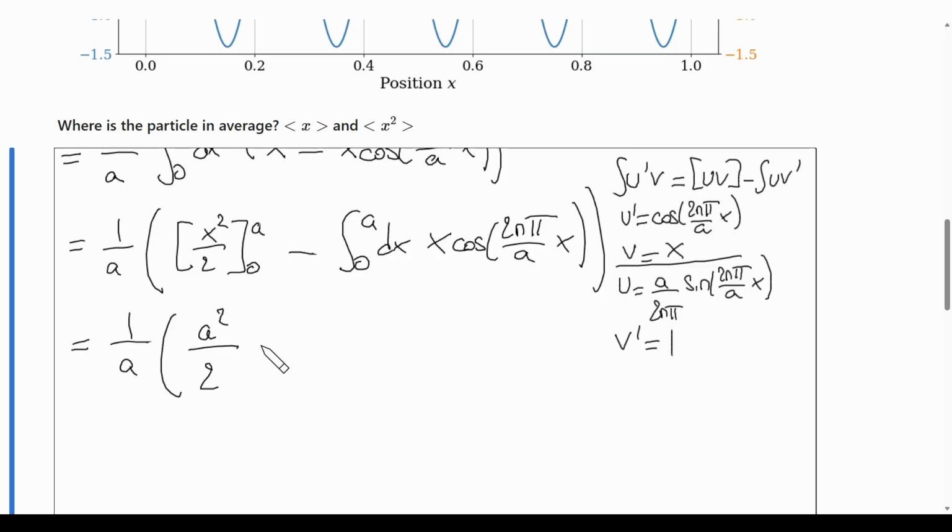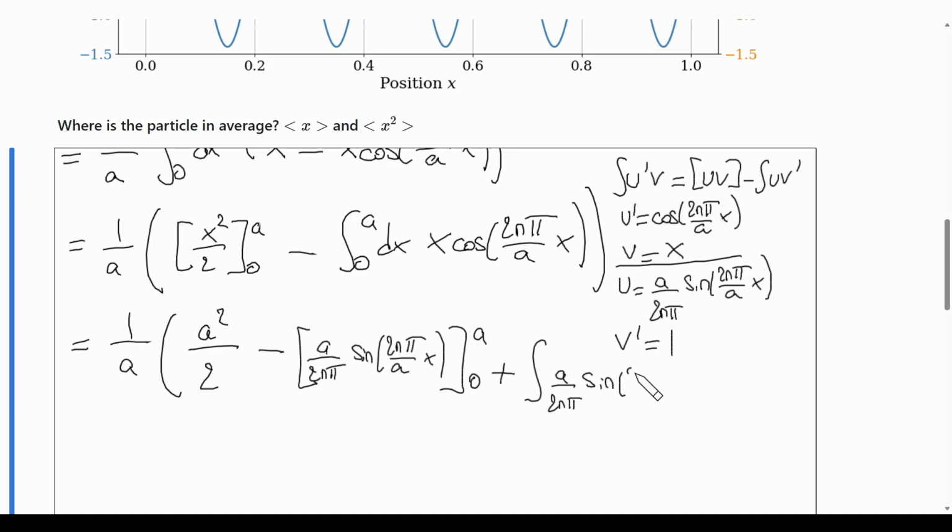So we have the following integration by parts, which will be uv, so a over 2 n π sine of 2 n π over a x from 0 to a, minus, so there is already a minus, so plus, u v prime, so a over 2 n π sine(2 n π over a x), v prime, which is 1, from 0 to a.